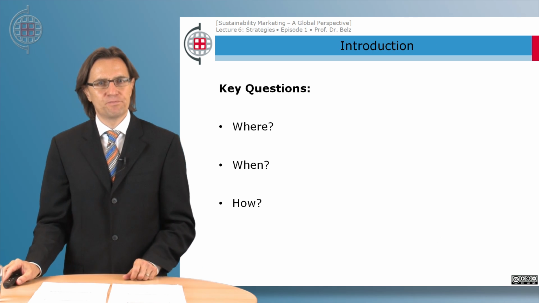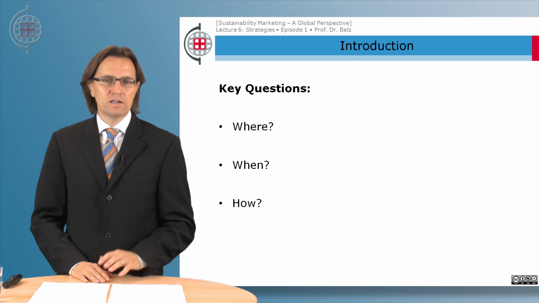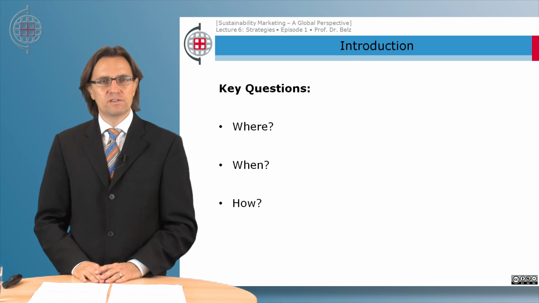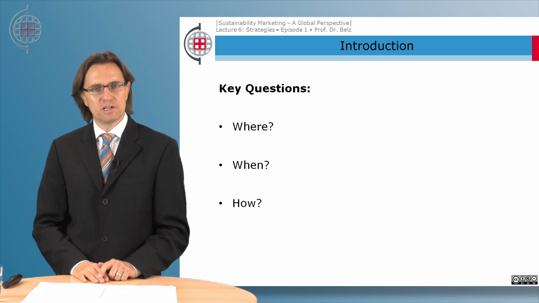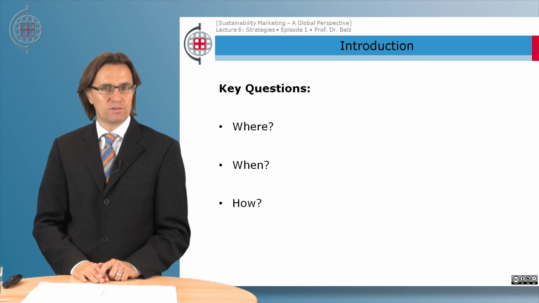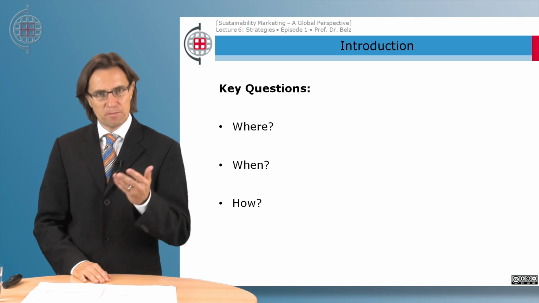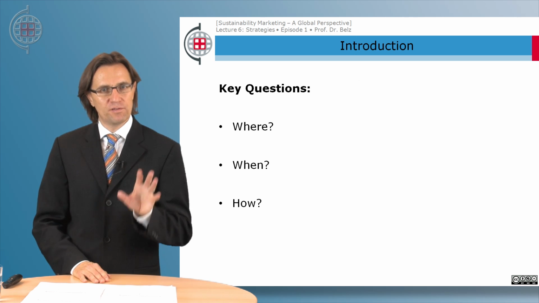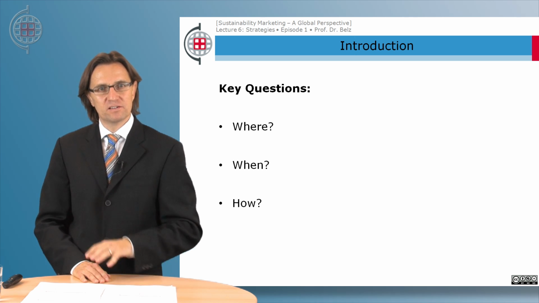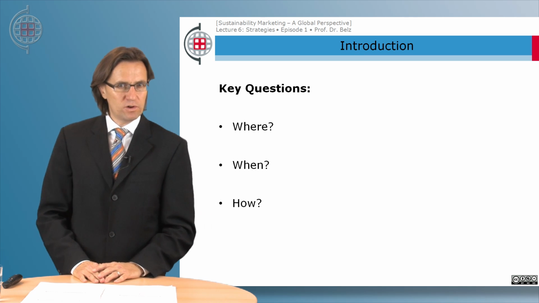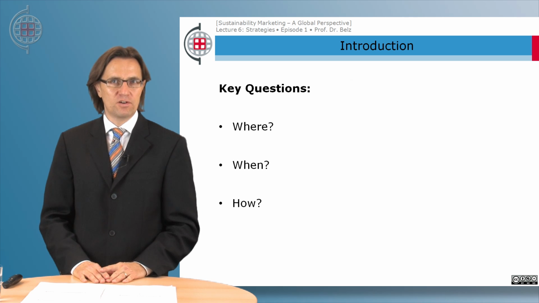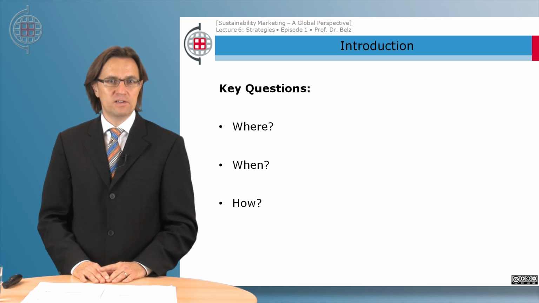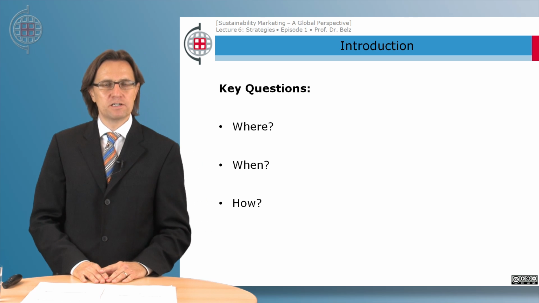The key questions regarding sustainability marketing strategies are three. The first one is, where do you offer your sustainability products and services? Which are the markets? These are questions of segmenting and targeting. The second one is, when do you introduce the new sustainable products and services? These are questions of timing in sustainability marketing.